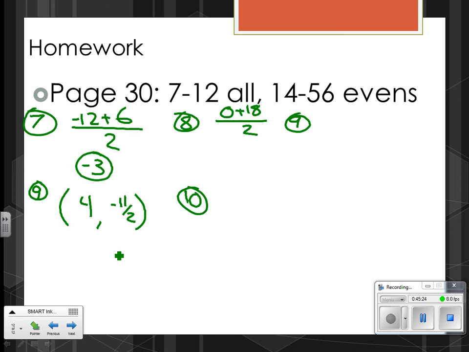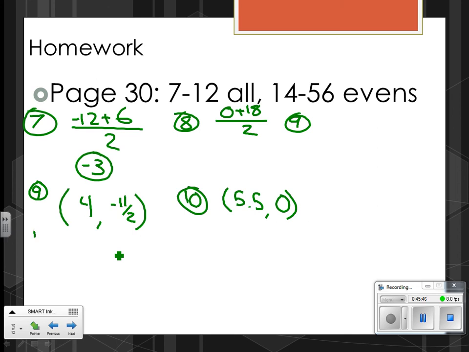Dylan, what did you come up with? Yeah, that works. So you want to change it to a decimal, 5.5, comma 0. 5.5 came from the 7 plus 4 gave you 11. 11 divided by 2 is 5.5. And then the 1 plus the negative 1 cancel out, becomes 0.